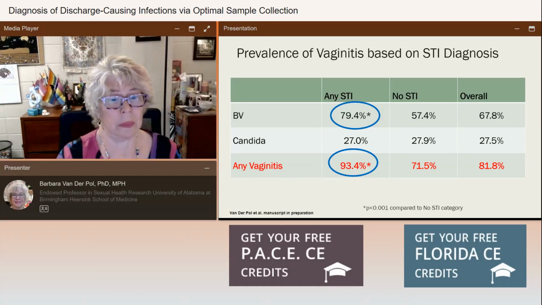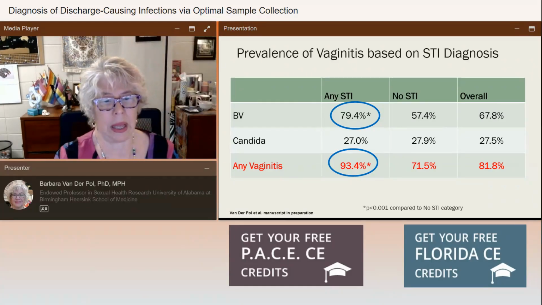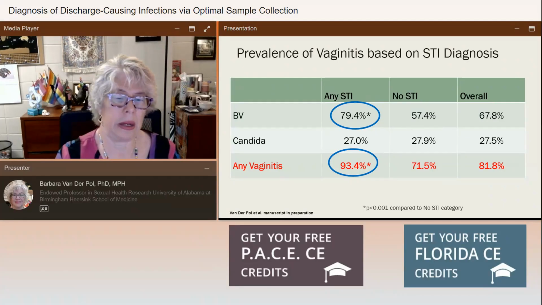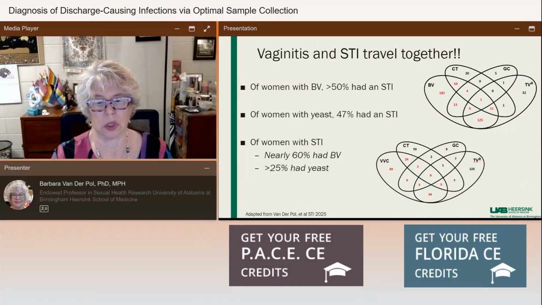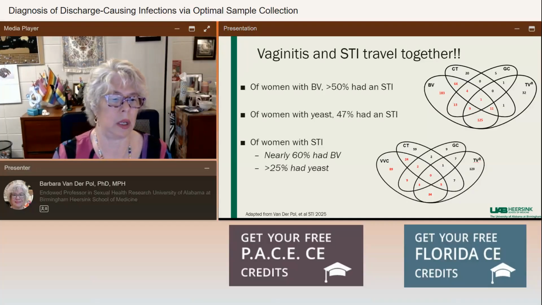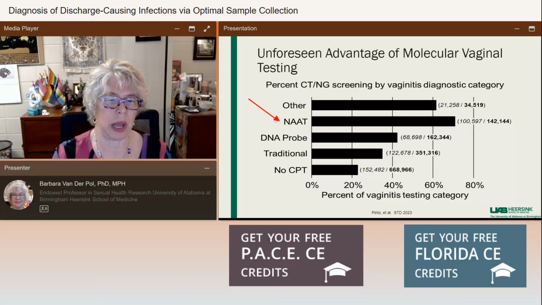Not really quite right. If we flip that on its head, anybody that had an STI, nearly 60% had BV and 25% had a yeast infection. So you can see that there's just a lot of overlap. So if a woman has one thing going on, she may have multiple things going on, and you just can't tell that with just one test.